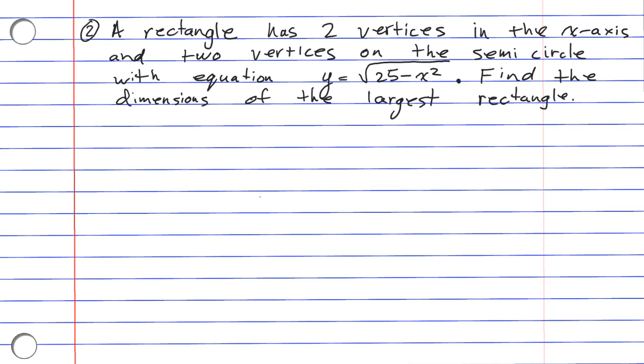So here is the next problem. A rectangle has two vertices on the x-axis. So I'm going to draw my little x-axis. All right, so now there's my little graph. And then what it says here is I have a circle whose radius is 5, because r squared is 25, right? So we have a circle that is 5 and goes down to the x-axis.